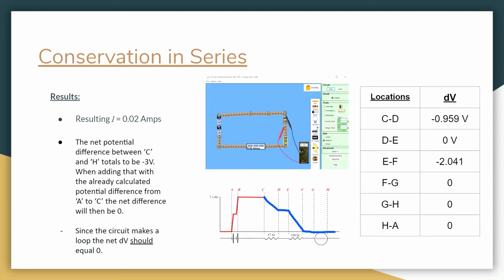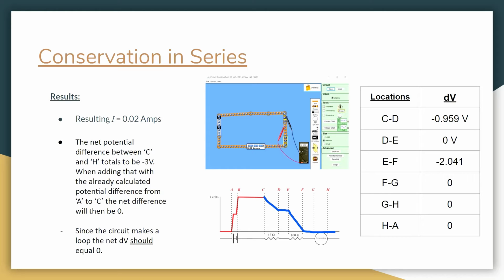Now, throughout the lab, I was also tasked to find the potential difference at certain locations. For instance, there's a location called C and a location called D, and there's some length of separation between C and D, and therefore there can be a potential difference when measuring from C to D by using the voltmeter. So I did measure those values.